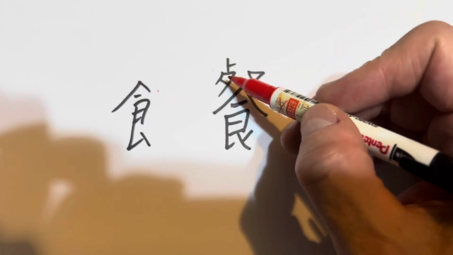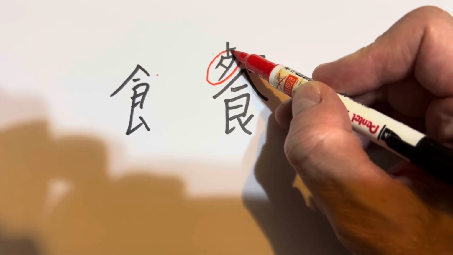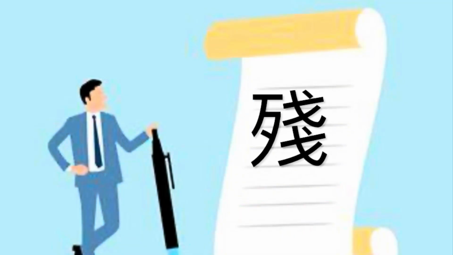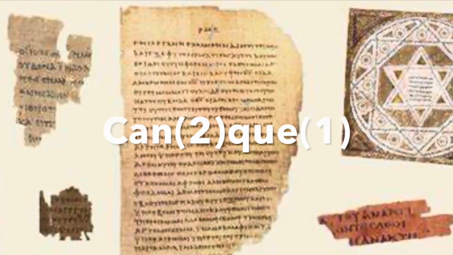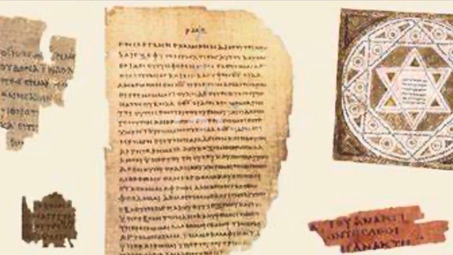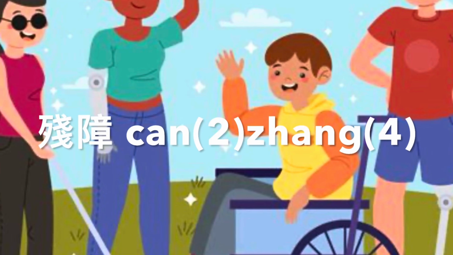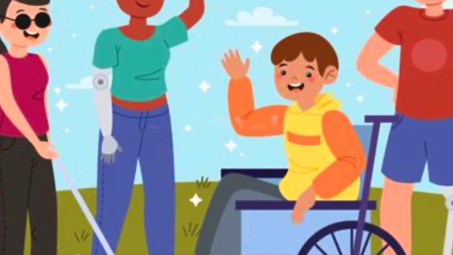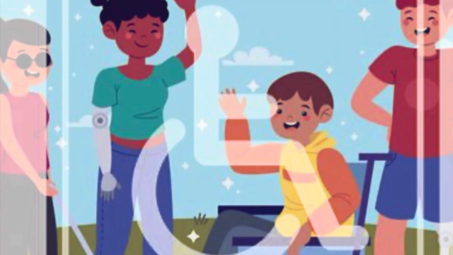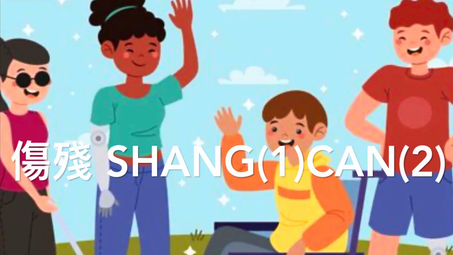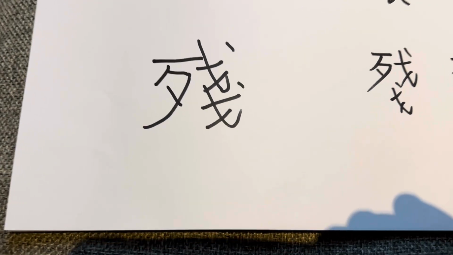For the next one, keep an eye on this part right here. You can clearly see that component in second tone Tsan. Deficient, cruel, or disfigured. Example, 残缺 is incomplete or fragmentary, for example, in a historical text. This is from the Pleco dictionary app, 残余, remnants or remains. 残障, physically challenged, disabled, handicapped. 残障车位, handicapped parking space. 伤残, permanently disabled.